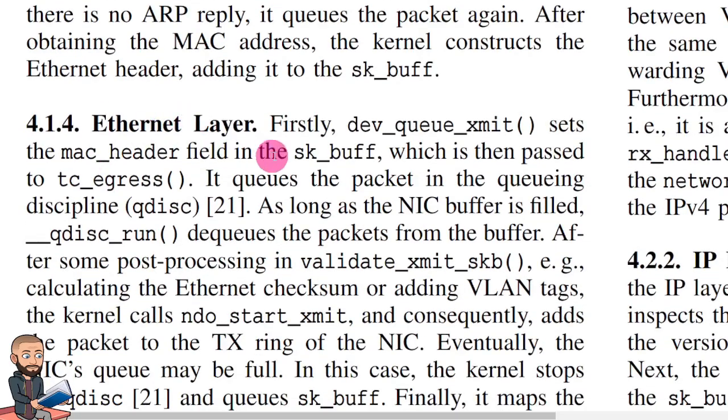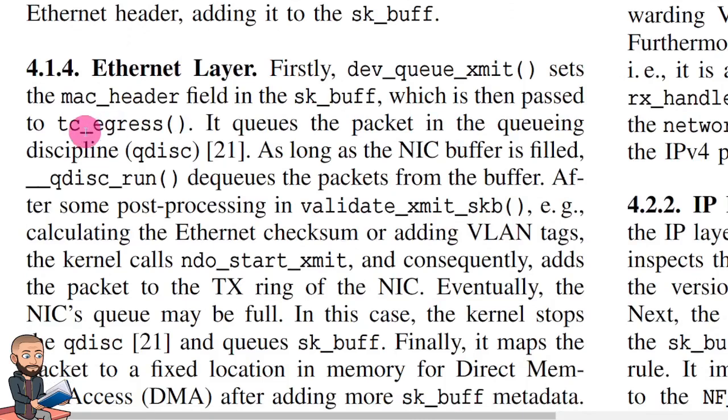4.1.4 Ethernet layer. Firstly, dev_queue_xmit sets a MAC header, filled in the skbuf, which is then passed to TC egress. It queues the packet in the queuing discipline. Oh, that's what QDisc stood for in the previous video in that image. Queuing discipline. It's a place for packets. As long as the NIC buffer is filled, qdisc_run dequeues the packets from the buffer.